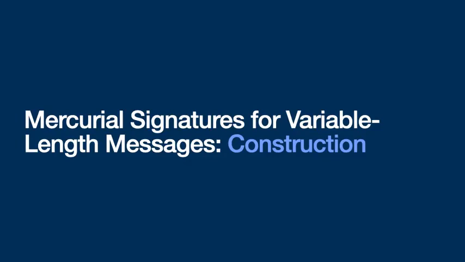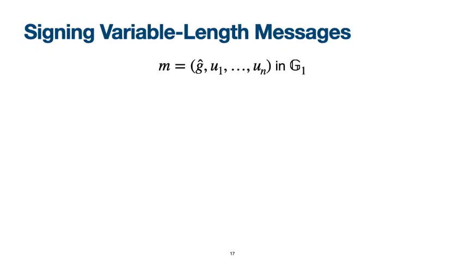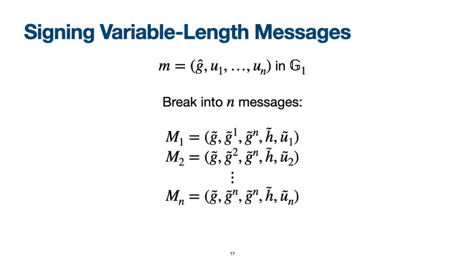So the question is, how do we construct Mercurial signatures to allow messages of any length? So a message is a vector of length n plus 1, and the first element here, g hat, is a generator of G1, and each of the other components is written base g hat. And the idea here is to break the message into n different messages. So these are n messages of length 5. The first element is a new base, and then the next 2 elements just indicate the index. The final element is the content from the message, the MIs.